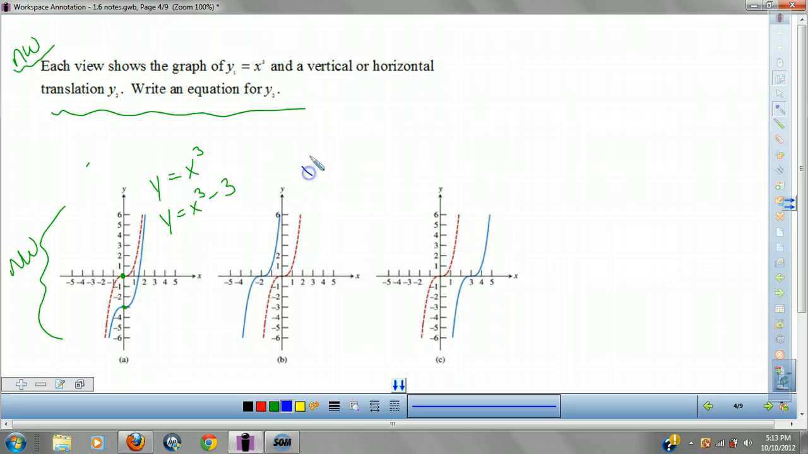Let's take a look at this guy. Again, our original graph is y equals x to the third. Well, are we moving up or down? It doesn't look that way to me. Looks like we move over to the left 1, 2.